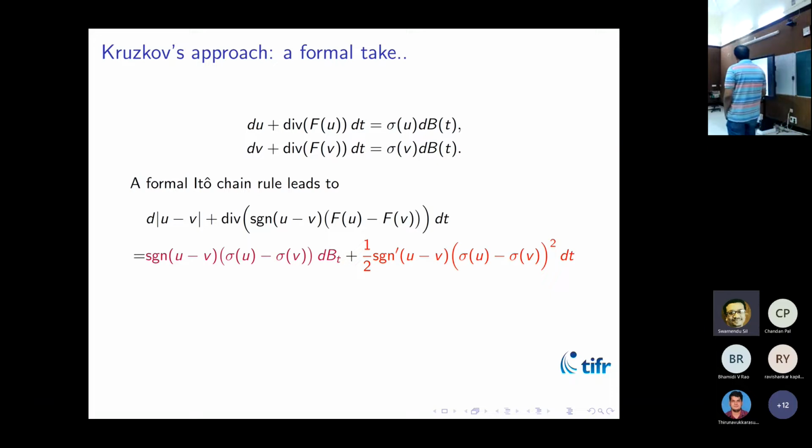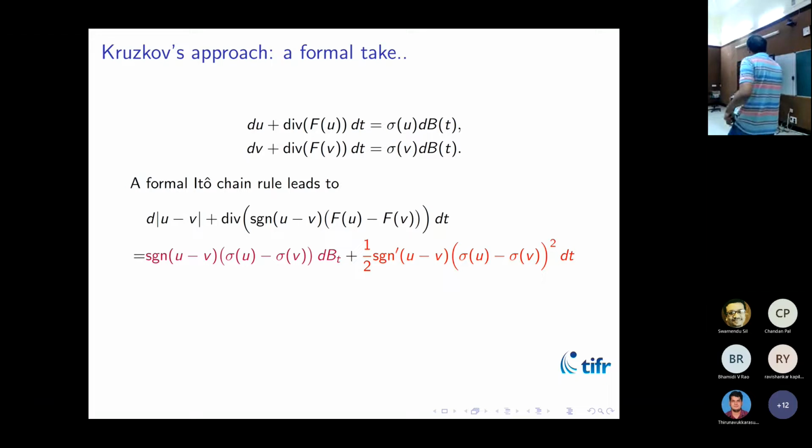Then after some adjustment, this divergence term can be written into the divergence of this term. That is just simple algebra. And on the right-hand side, those who know the Ito formula will immediately identify this sign of u minus v. This is just the derivative of the absolute value function, right? And that is fine.